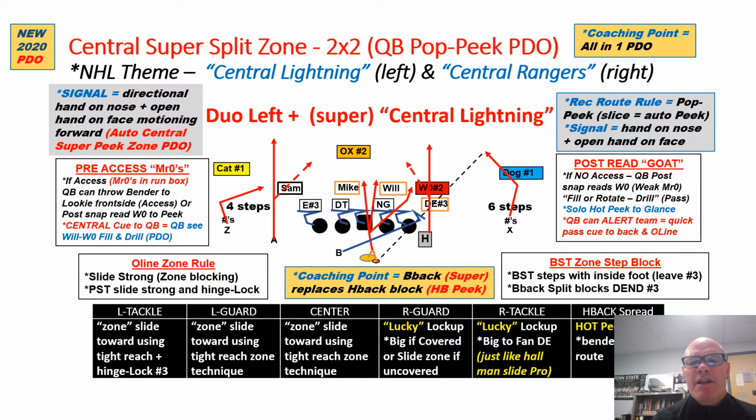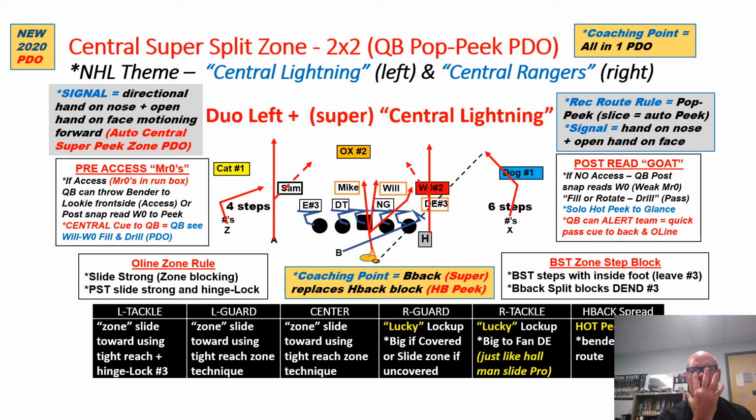All right, we can add the H into the route, but in order to do that, to get this full slide protection, 6-man protection, we're going to have to use the super call again. So now, what we're going to do is combine a bunch of signals, because we're going to use the peak route with this along with the super. So we're going to go ahead and put that directional hand on the face. That tells everybody we're running the pop, okay, and it's a PDO.